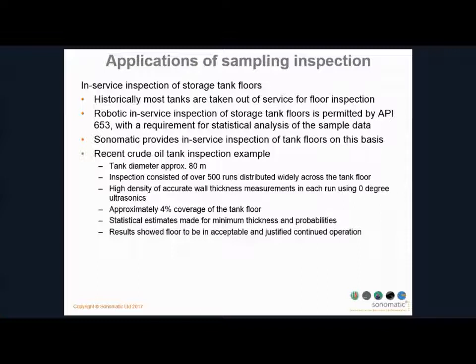So Sonomatic does provide in-service inspection of tank floors using a statistical basis for looking at the condition of the tank floor. And we've recently completed inspection of a crude oil tank, 80 meters diameter, where we did 500 runs distributed over the tank floor, each of those runs at a high density of accurate wall thickness measurements using 0-degree ultrasonics. That was about 4% coverage of the tank floor, and we used statistical methods to make estimates of minimum thickness and probabilities associated with it. And that was able to show the floor was in an acceptable condition, and we could derive an inspection interval from that.